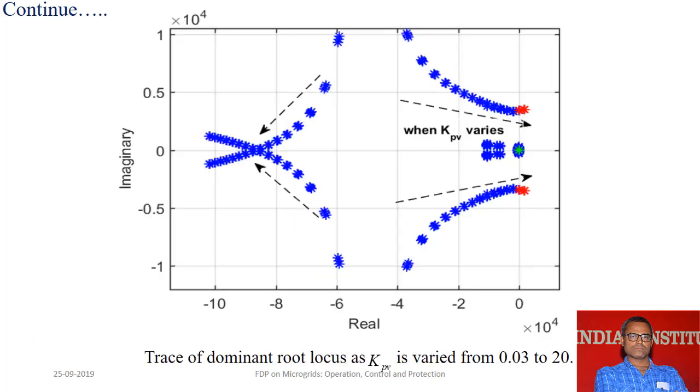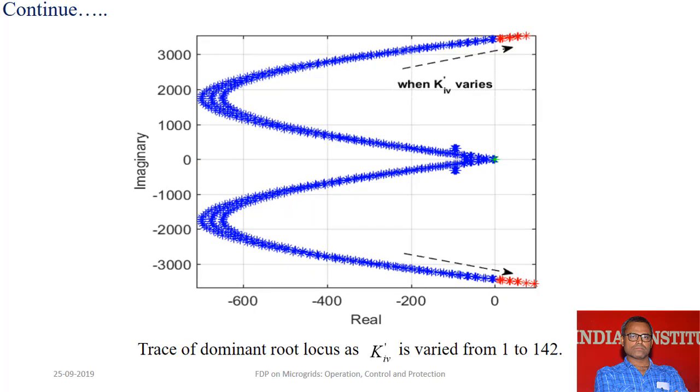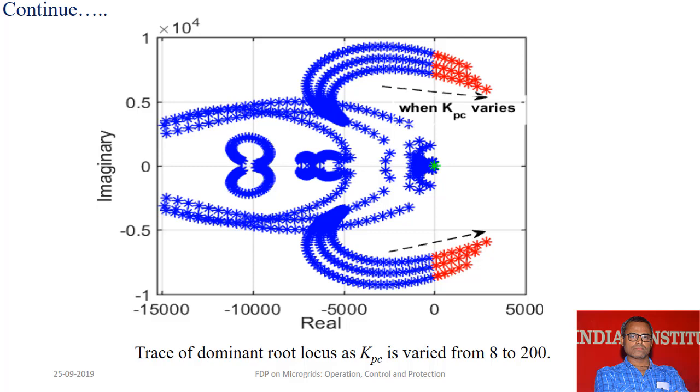So these are the effects of KPV, which is the gain constant for the power controller, for the current voltage controller, right? As it is varied, the trace was found, and from here also some critical values were found. Similarly KPV dash, this is another gain constant, KIV dash for the current controller, and KPC. All the effects have been studied and the critical values were found for all the constants, right?